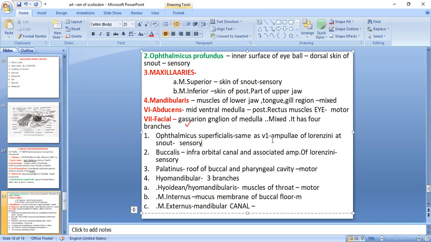So, and additionally it also supplies the ampulla of Lorenzini at the snout. So it is sensory in nature.